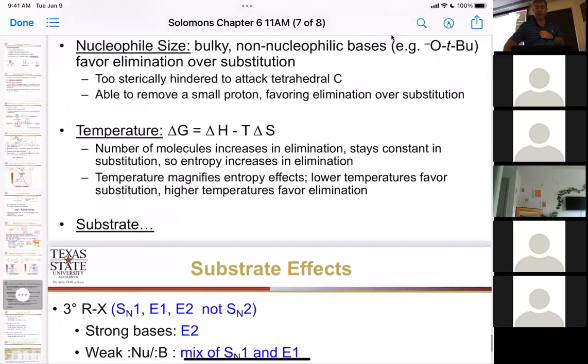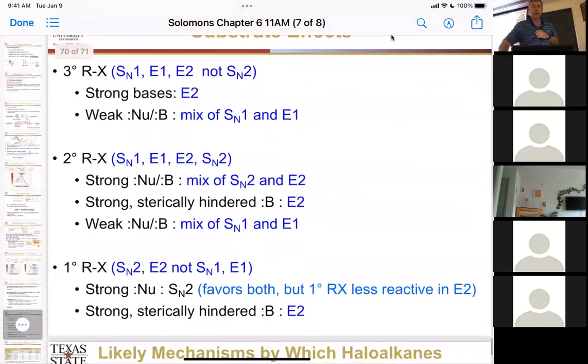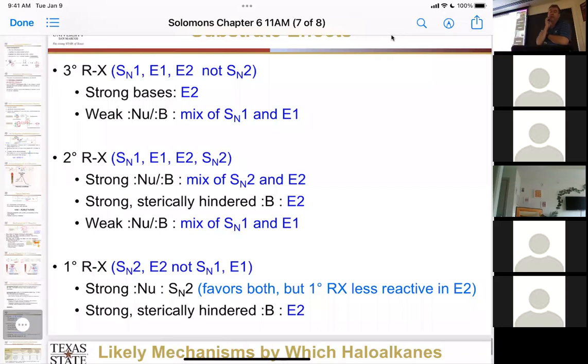Like in the SN1 and SN2, we have the same kind of things happening here. Our tertiaries will do SN1 because they have to form the carbocation. Our tertiaries can also do E1 because it can form the carbocation. However, it can also perform an E2. But you're saying, but why? I mean, it's a tertiary, it's sterically hindered.